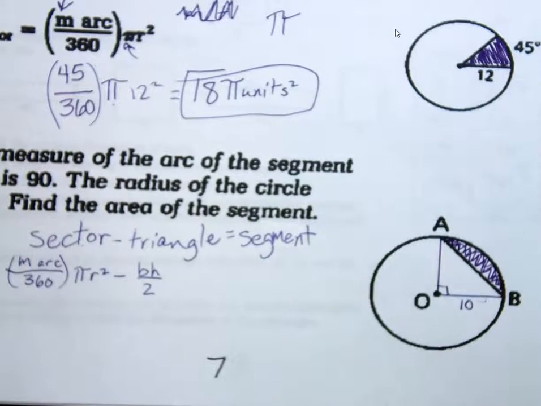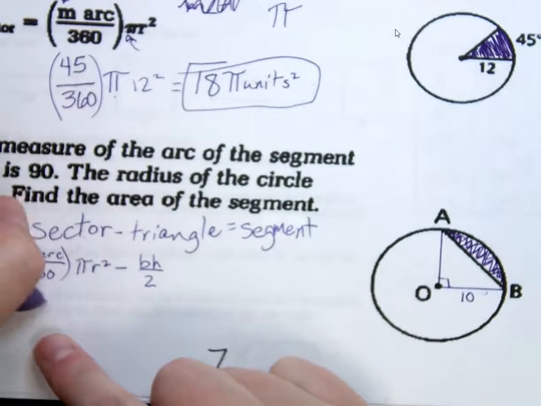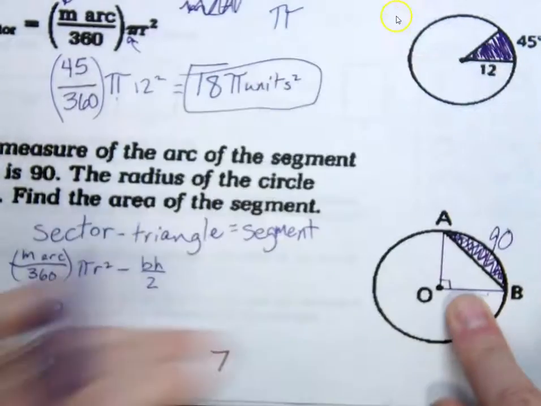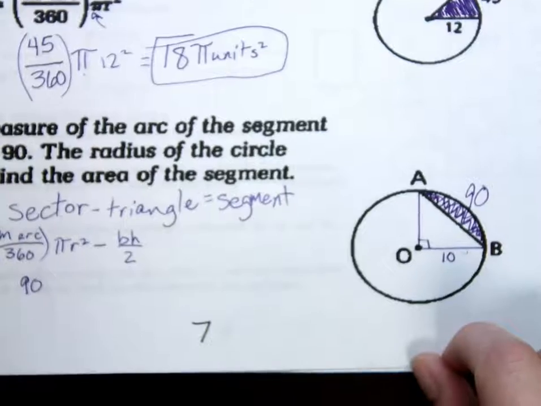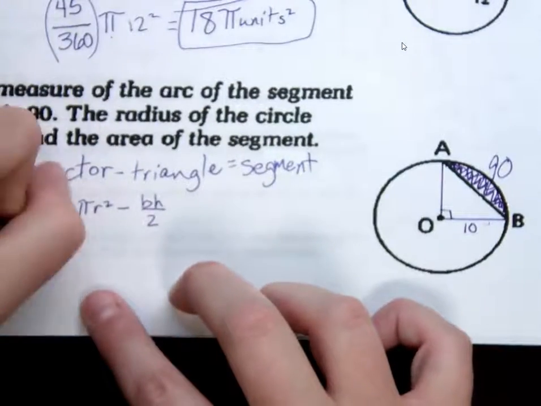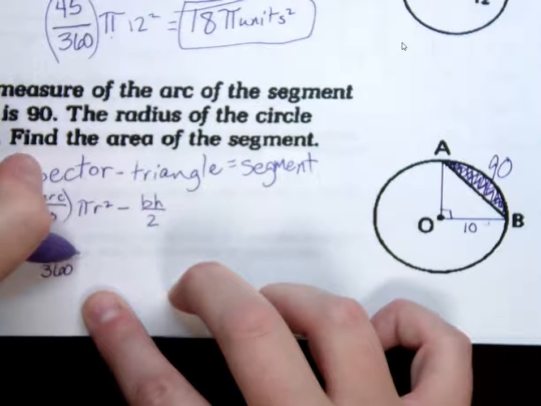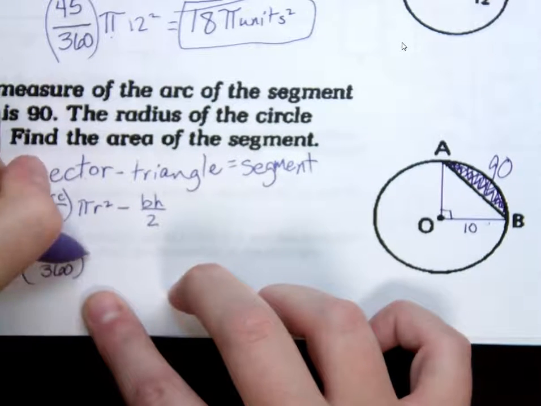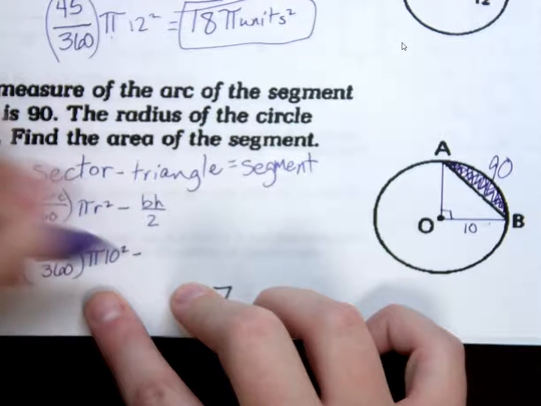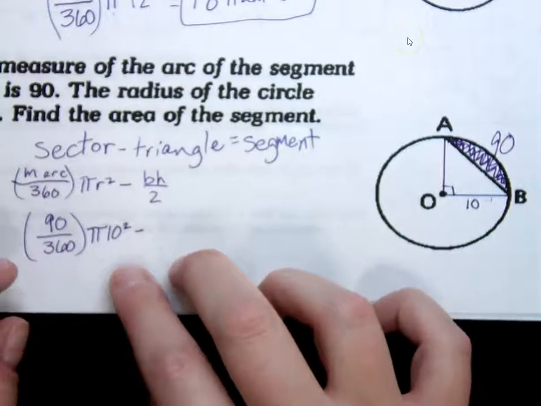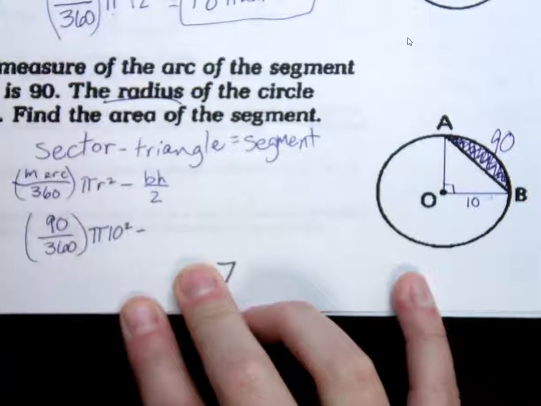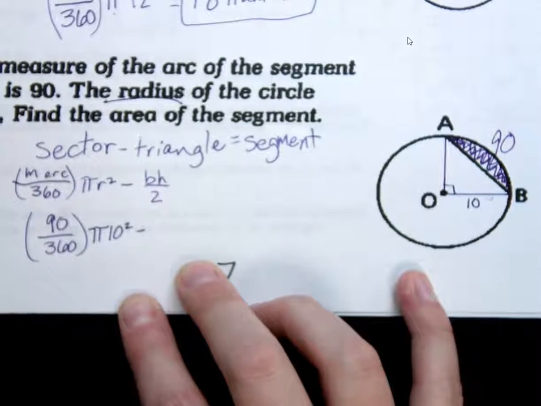Alright, let's find the sector first. The measure of our arc, it's 90 degrees. So notice this time it gave you the central angle. The central angle and the arc on the outside are the same. If you did not learn that when we did the circles unit, you probably didn't do very well on the test. But you get an opportunity to learn it again. So that's wonderful. So pi times 10 squared. Where did I get 10? It's given to you in the problem. The radius of the circle is 10. Alright, so that's where that 10 is coming from.